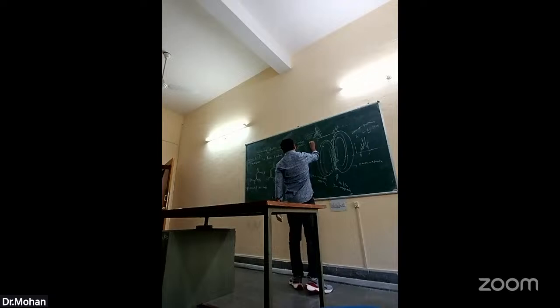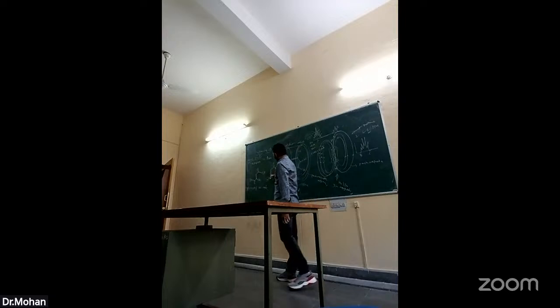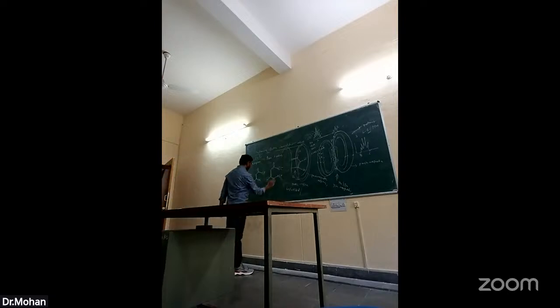Take diethyl succinate. Succinic acid has two carbons between the acid groups. Here we have two isomers, trans diethyl succinate and cis diethyl succinate.